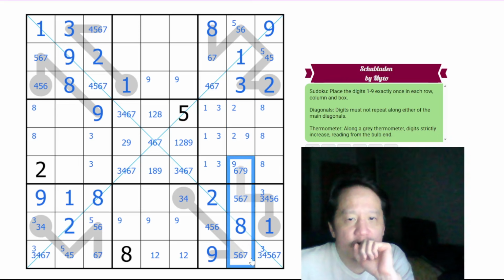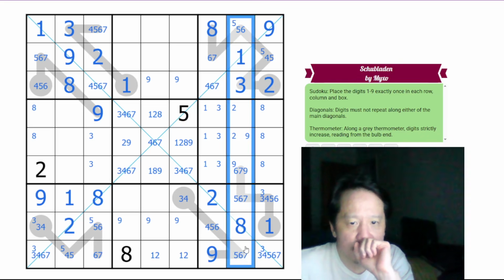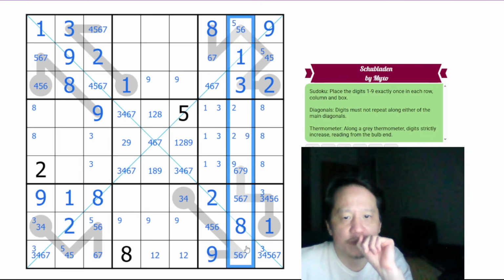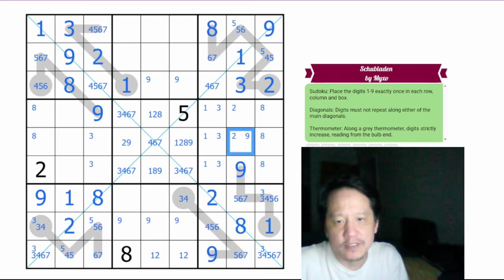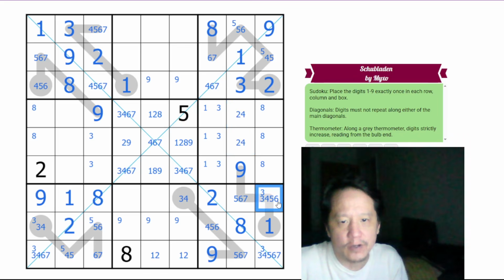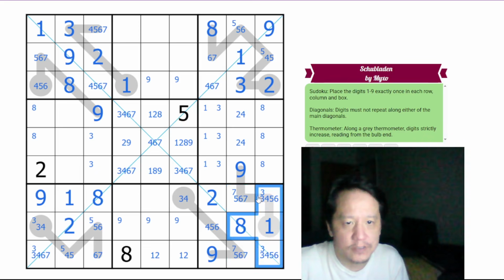We have a 5, 6, 7, 9. We have a 5, 6, 7 triplet in column 8, which eliminates 5, 6, 7 in the rest of the column. So this can't be 6 or 7, it's 9. This can't be 9. This is 2, 4 as a pair. 7 has to be one of these 2 digits, which eliminates 7 in the rest of the box.